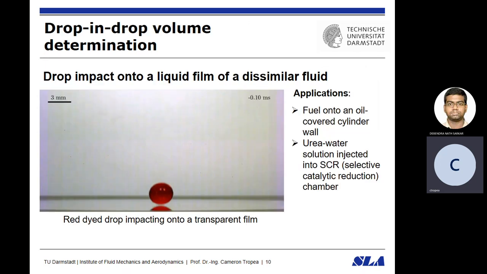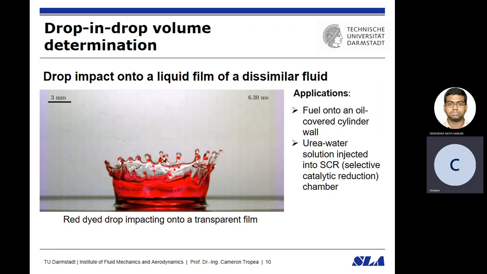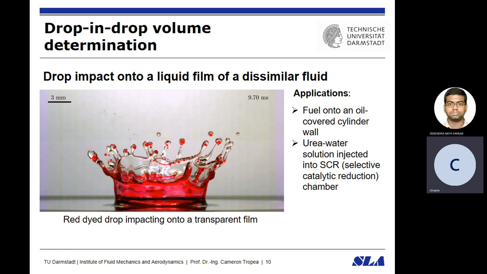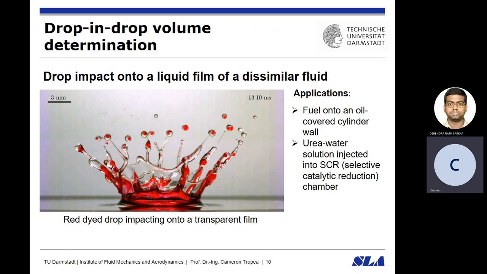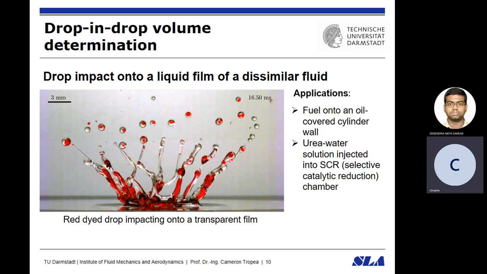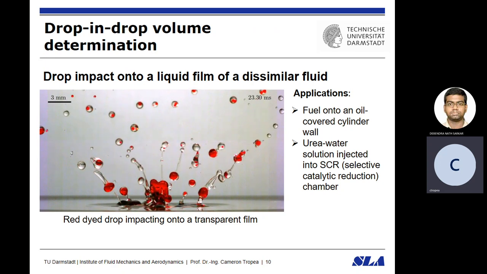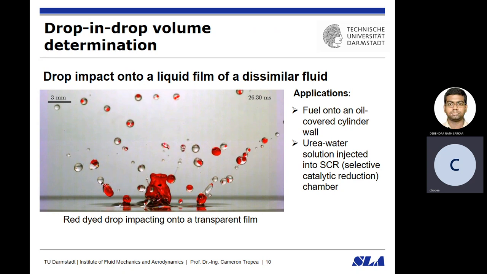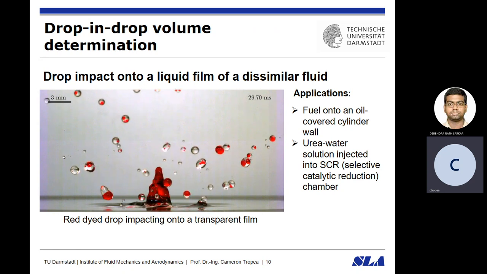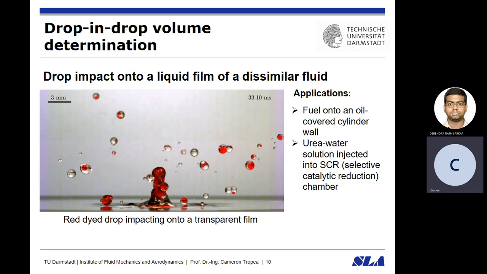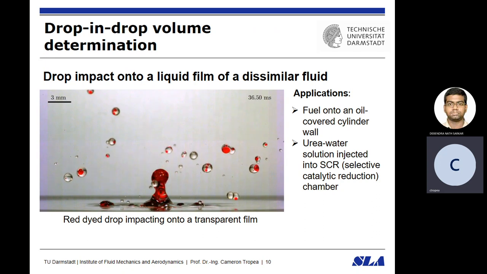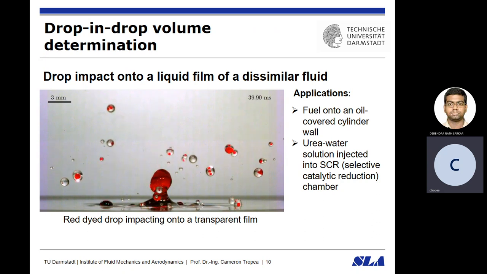This is a red droplet hitting a transparent film, and we see a crown developing, and then we see some Rayleigh-Taylor instabilities, and then we see little droplets coming out, and those droplets are really from Plateau-Rayleigh instabilities. Notice that some of the droplets have red in them. And the question is, how much volume of the red is in each of the droplets, if any at all? And why is that question interesting?